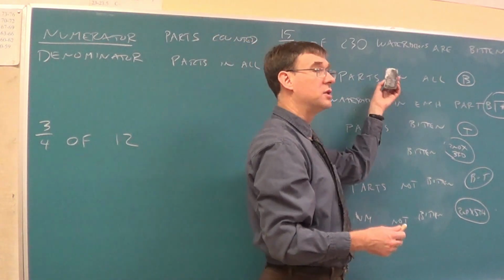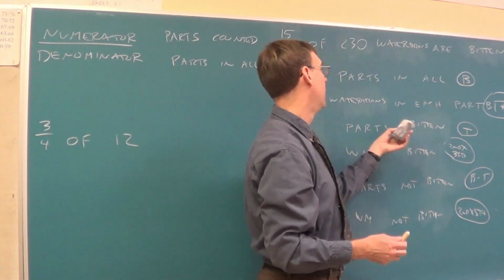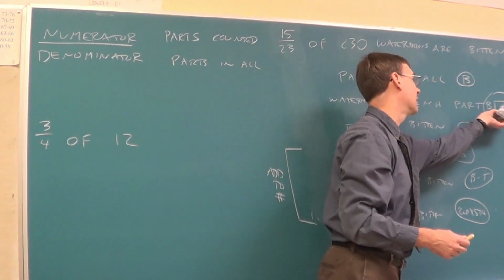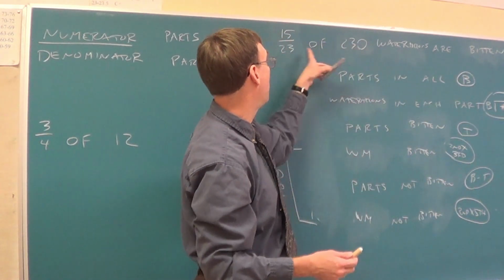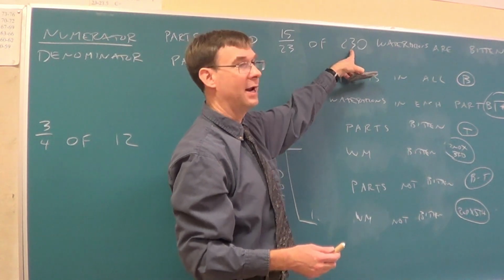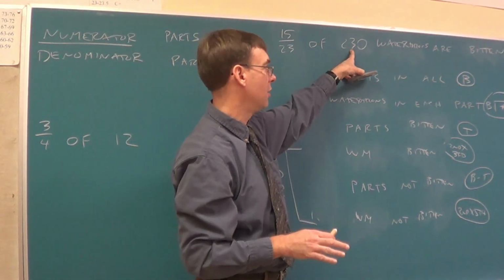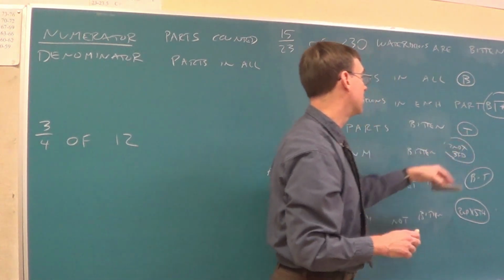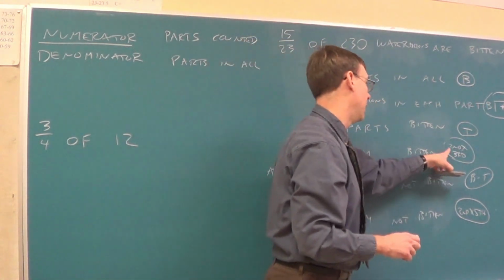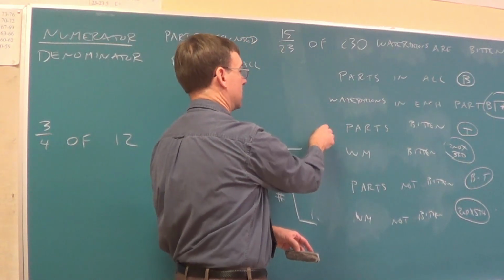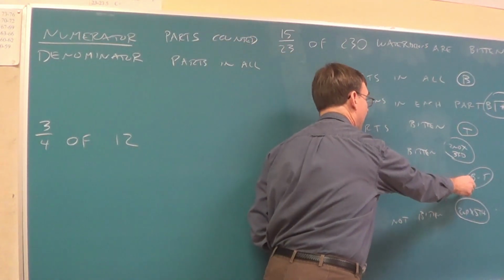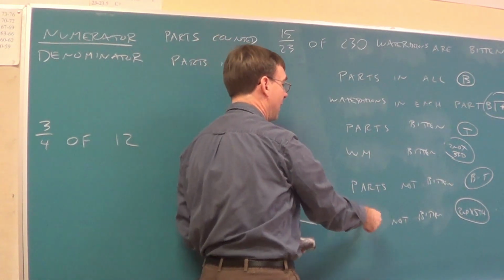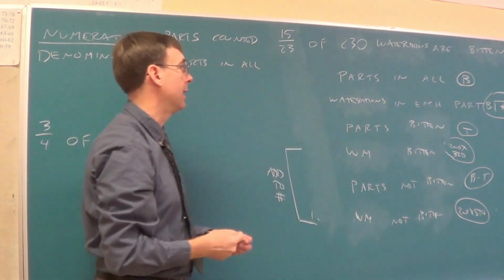Parts in all will always be the bottom. The watermelons in every part is always going to be the bottom divided into the number. So I picked that number so that the bottom could divide into it. I didn't let you pick a random number because then we'd have gone all haywire. The parts bitten is going to be the top. The watermelons bitten, we're just going to multiply those numbers. The parts that got left out, we're going to have to subtract. And then the watermelons that got left out, we're going to do a multiply again.